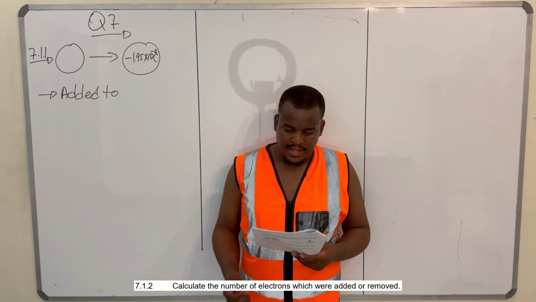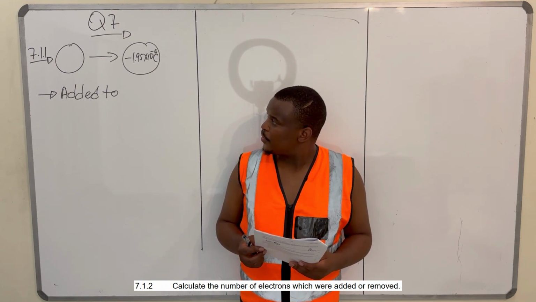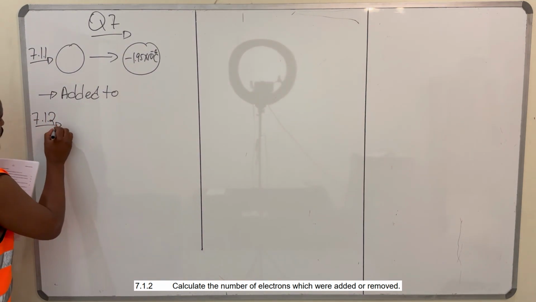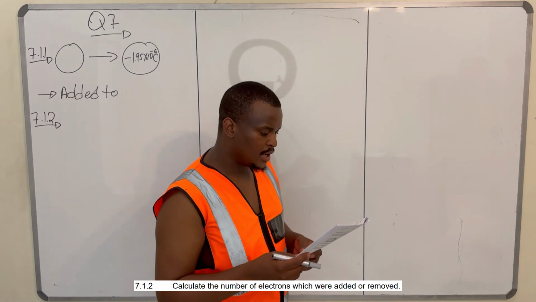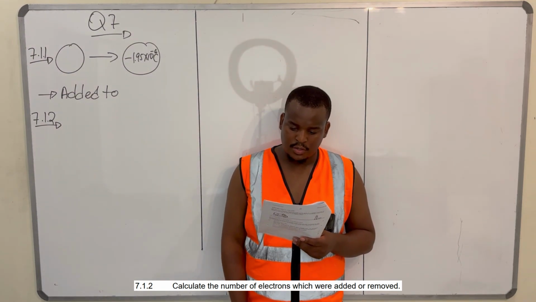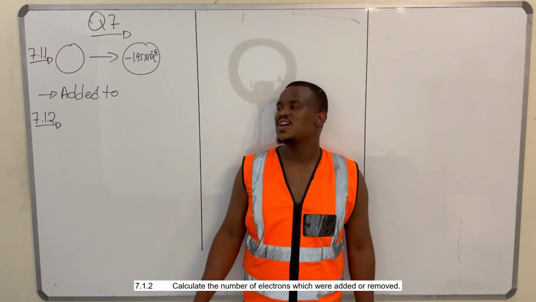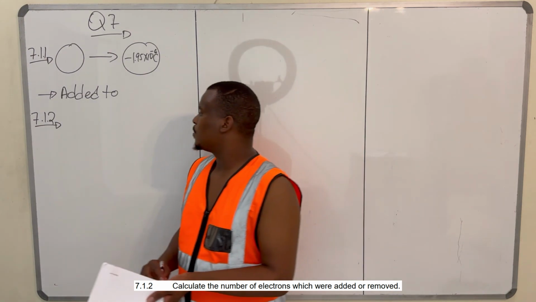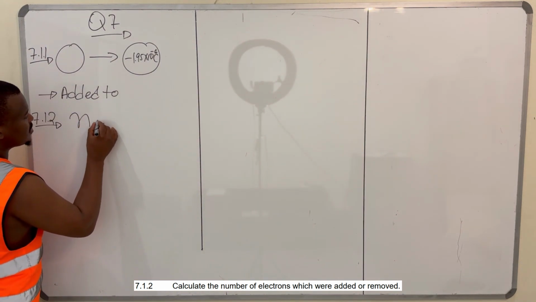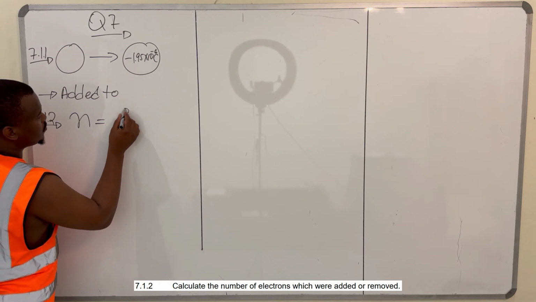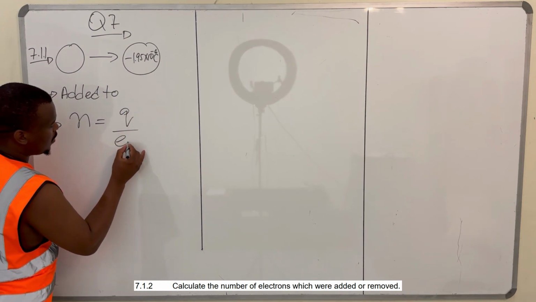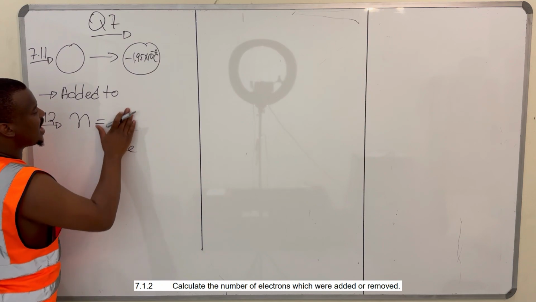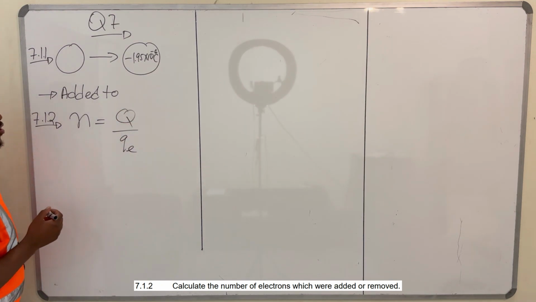So they are saying now 7.1.2. Calculate the number of electrons which were added or removed. So they want us to calculate the electrons that were added, because we know that they were added. So you know that your number of electrons is equal to your charge over your electron charge, which is the current charge of your sphere divided by the electron charge.